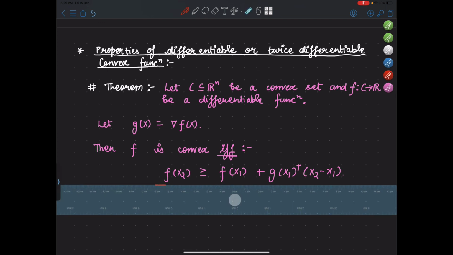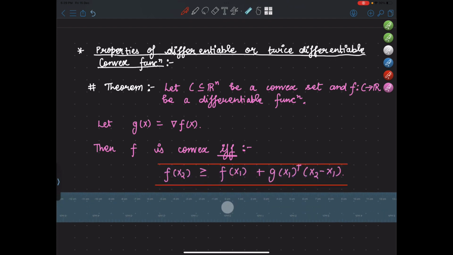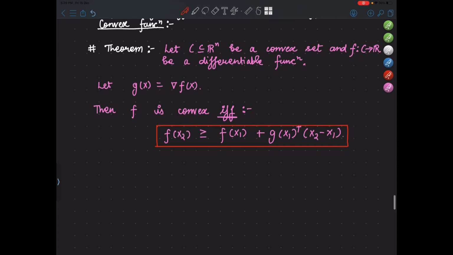So if this inequality is true for any two points, then f is convex, and if f is convex, then this inequality is true. And this is for all x1, x2 belonging to C. So this is the theorem.